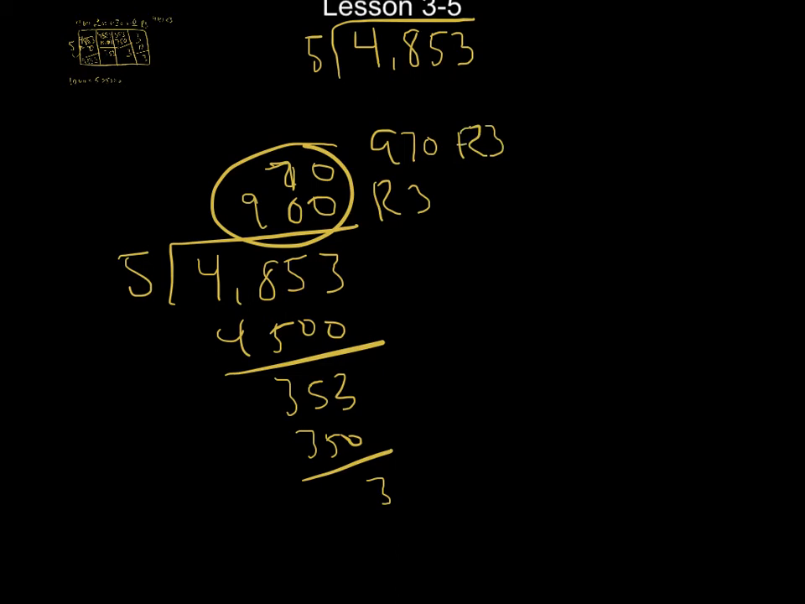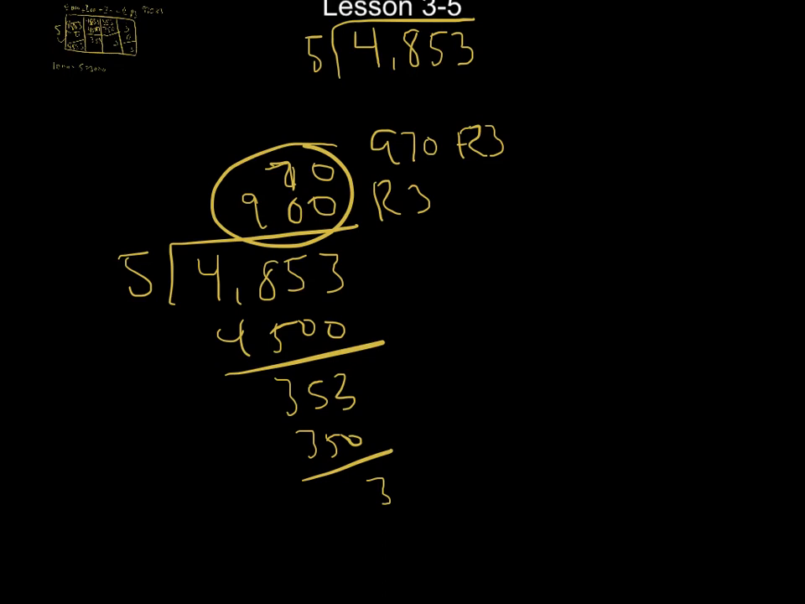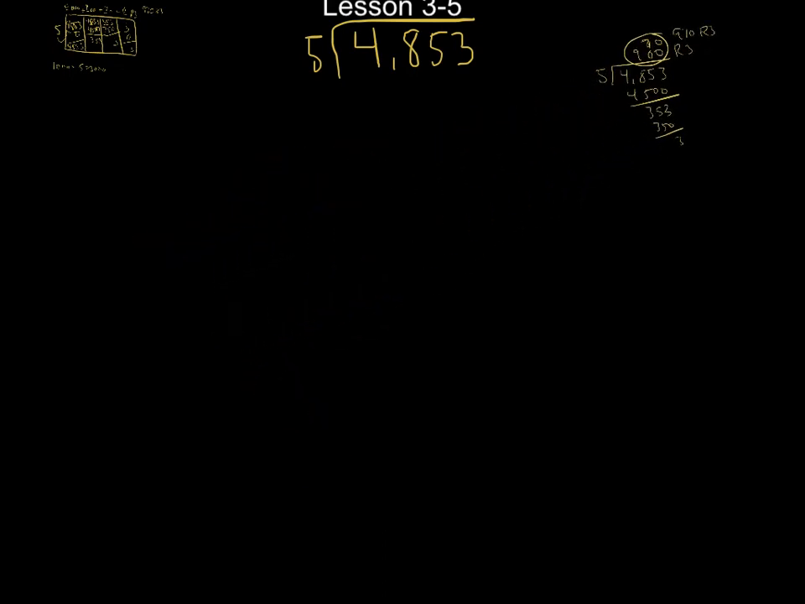See how much quicker that was than the place value sections method? I think that's pretty sure what I got. 970 remainder of 3. So I'm going to shrink this and get out of the way.